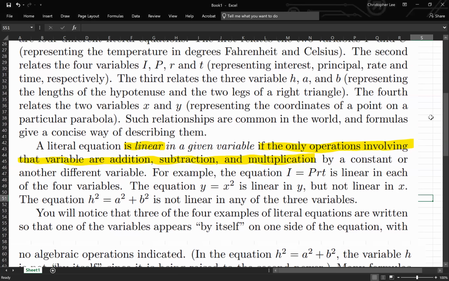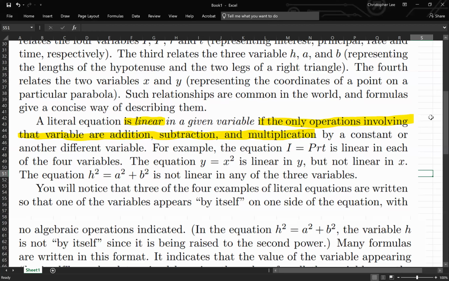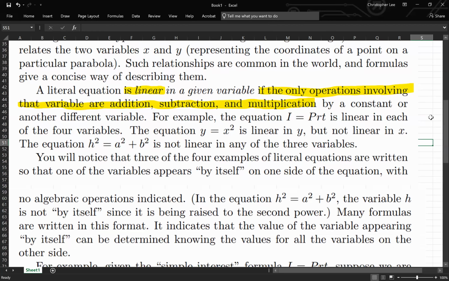So you will notice that three of the four examples of literal equations are written so that one of the variables appears by itself on one side of the equation with no algebraic operation indicated. In the equation h squared is equal to a squared plus b squared, the variable h is not by itself since it is raised to the second power. Many formulas are written in this format. It indicates that the value of the variable appearing by itself can be determined knowing the values for all the variables on the other side.